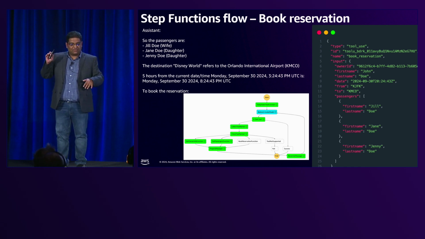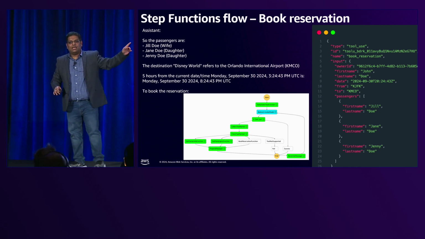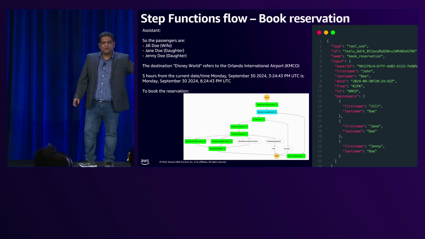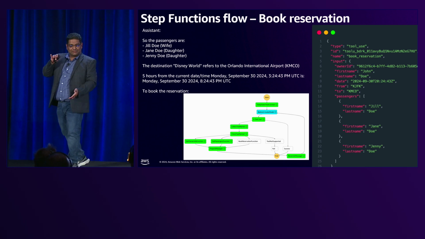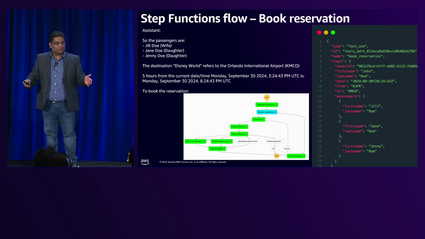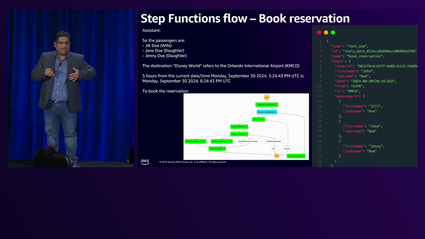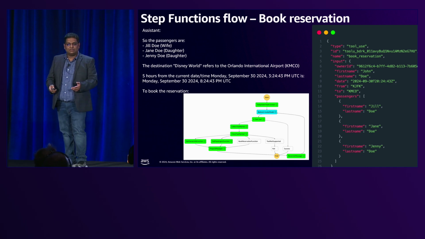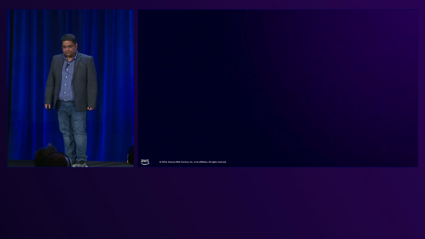Now it will say, I have everything. This is my input payload for booking a reservation. If you check here, it has owner ID, first name, last name, departure airport, arrival airport, all the passengers, and so on and so forth. So it's good to book a reservation now. Now this schema is already defined, and you just feed that into the book reservation API or Lambda function that will book the reservation for you.